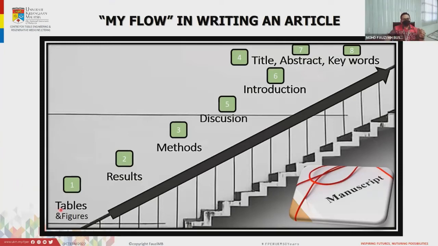So I will start from the compilation of all results, from my student thesis objective, and then we will select which parameters we will publish on the particular phases of the research study. The first will be tables and figures, compiled together with the results, and then we go directly to the method. You can always write it even though you have just started your project.